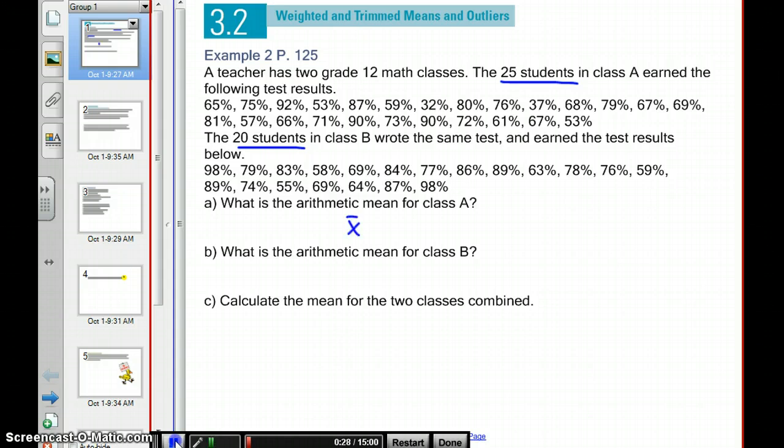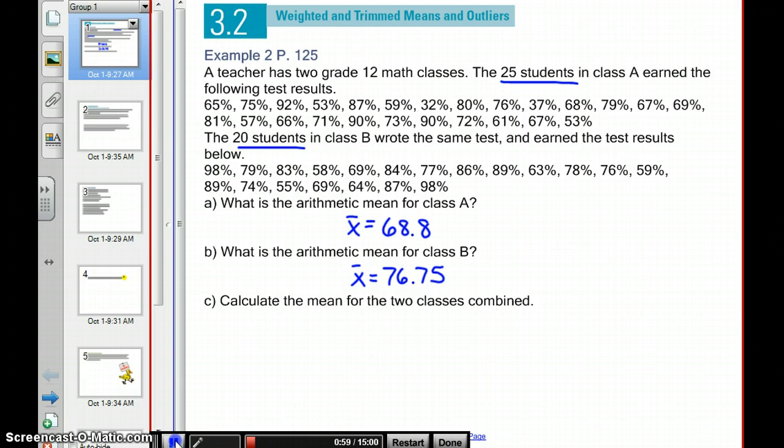You should get the following answers. Remember that the arithmetic mean is just found by adding up all the values and dividing them by the amount of students or the amount of values in each set of data. Then we're going to calculate the mean for the two classes combined. These need to be weighted because the two classes have different sizes, so just taking an average will not give us a true mean.